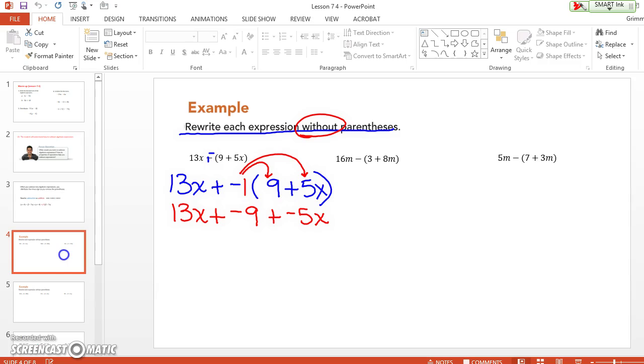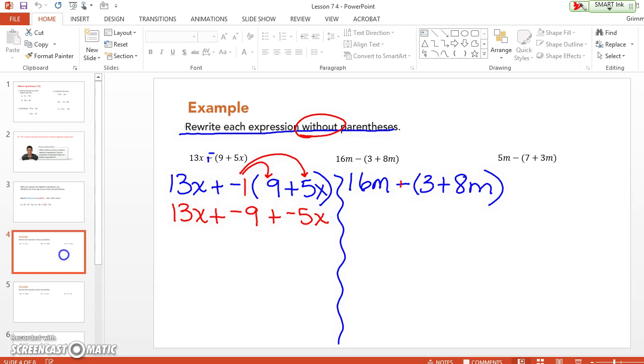Okay, let's try the next one then. I'm going to rewrite it so I have a little bit more space. So 16m minus 3 plus 8m. What's the first thing we have to do? Good, same, change, change.